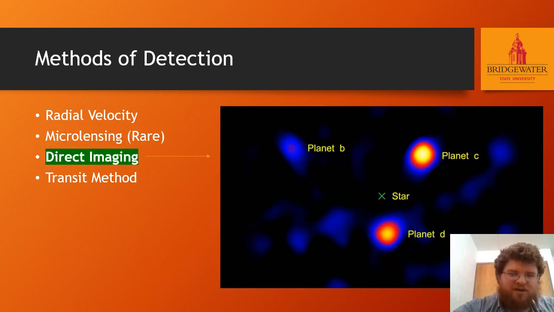So, direct imaging, it is exactly what it sounds like. You just take a picture and you're like, oh, there it is. Yeah, so you have the star in the middle, planet B, C, and D. For some reason, the first planet's always named B, the first one discovered, I should say. I don't know why that's standard, it just is. But yeah, that's direct imaging.